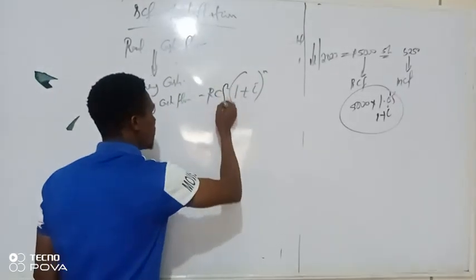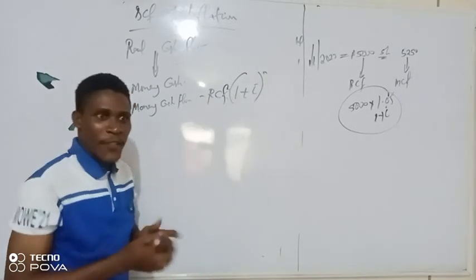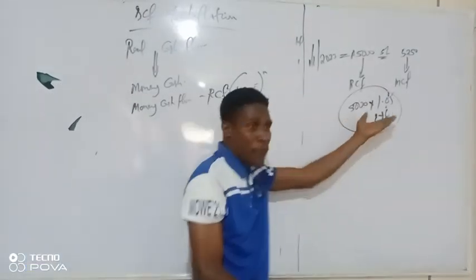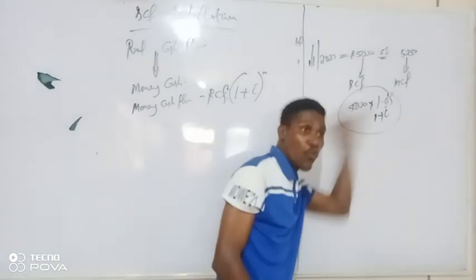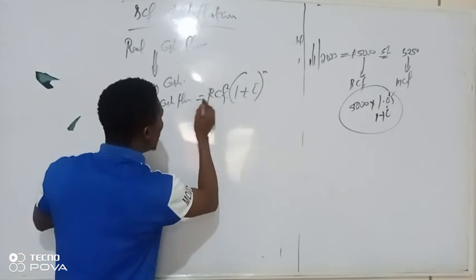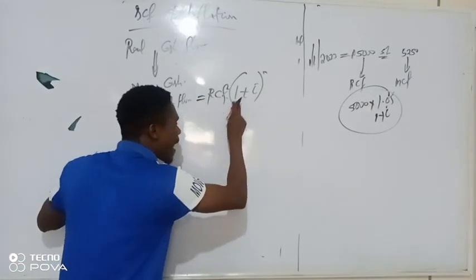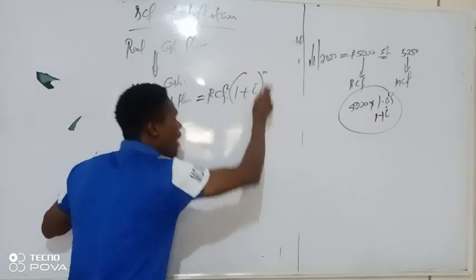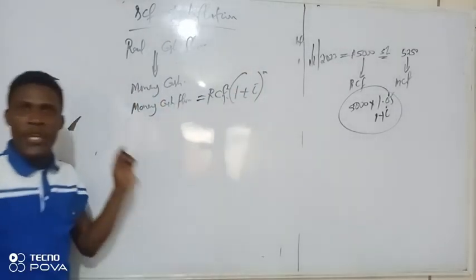Cash flow. So I can just turn this into a formula. What you have done here yourself, I can just turn to a formula by saying my money cash flow is equal to real cash flow into bracket 1 plus inflation raised to the power of the number of years.